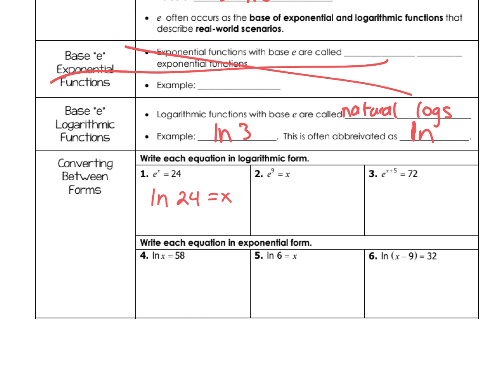And then same thing with number 4, but go in the opposite direction. Anytime we see natural log, that's base e of 58. That's my exponent. Or log base e to the 58th equals x. So that's how I would write that in the opposite direction. So take about a minute and a half, two minutes, real quick: 2, 3, 5, and 6. Don't have to solve them, just have to give me the other form.